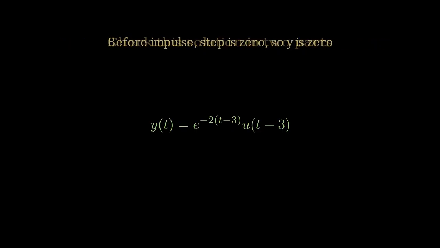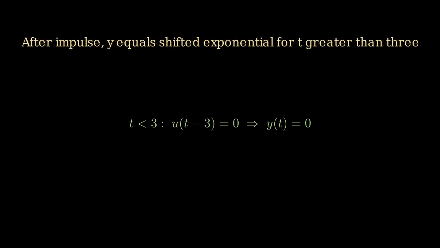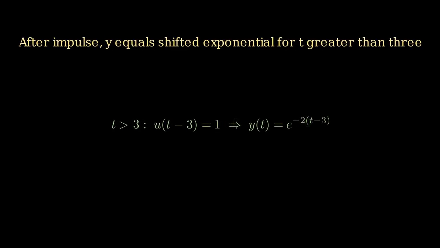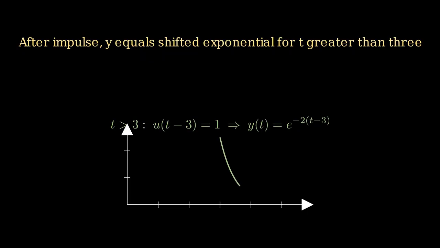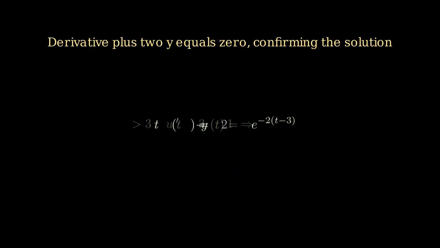First, before the impulse arrives, that is, for time less than 3, the unit step function is 0, so the solution is exactly 0, which matches our initial condition. Second, after the impulse arrives, for time greater than 3, the unit step function equals 1, and the solution becomes e^(−2(t − 3)). Taking the derivative of this expression and adding 2 times y gives 0, confirming it satisfies the homogeneous equation for every time after the impulse.